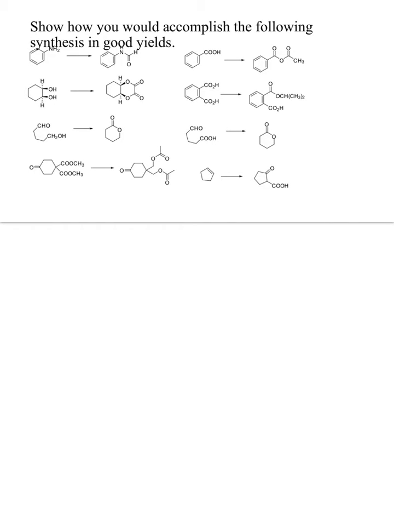Okay, so in this problem we want to do a synthesis. So we need to look at our functional group transformation. The first one, we're going from a primary amine to an amide. So this is an acylation of an amine. And so basically you just want to add this formic anhydride, and that would react with the amine, this would be your leaving group, and you would make the amide.